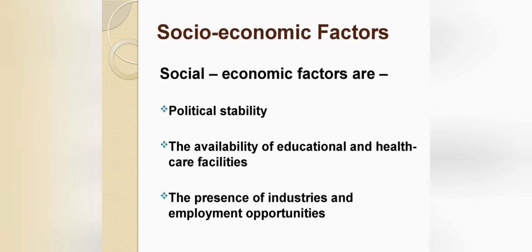So now students, we have to come to the socio-economic factors. Some socio-economic factors are responsible for the distribution of population. So the first one is the political stability. If any country has a stable political situation, the people would love to migrate over there. They would love to settle over there.